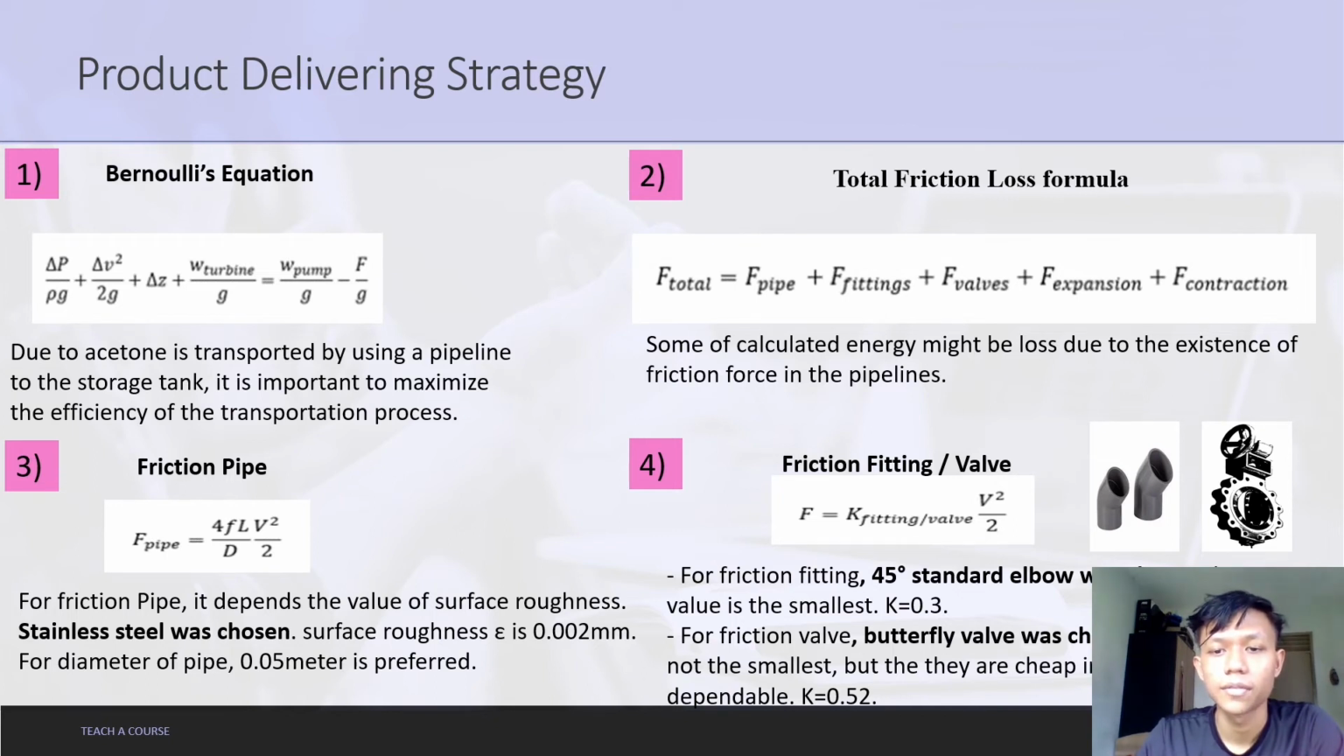For fitting friction, the 45 standard elbow was chosen because its K value is the smallest, which is 0.3. For the valve friction, the butterfly valve was chosen. Even though it does not have the smallest K, it is very cheap in maintenance and very dependable. In order to build a project, we need to consider the cost we will pay in the future, such as maintenance. So we use the butterfly valve because of the maintenance, even though the K is 0.52.